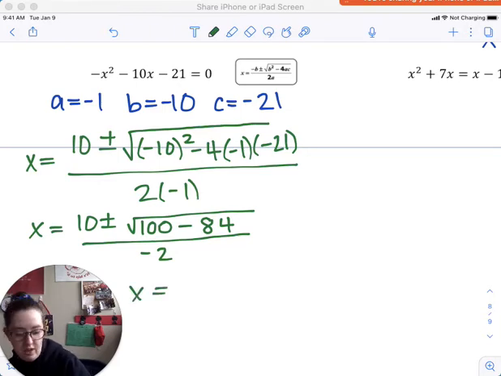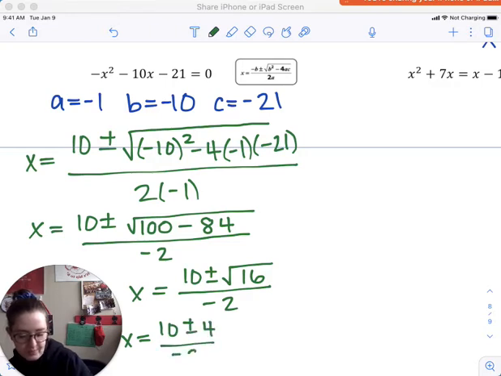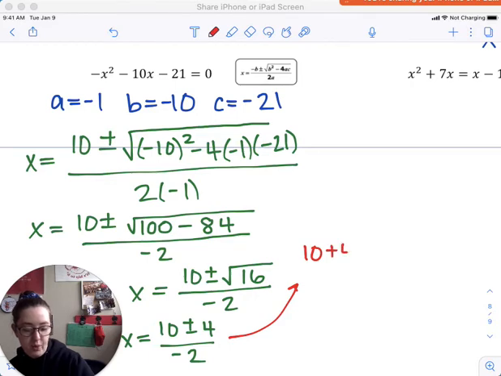All right, so we got 10 plus or minus 100 minus 84 is 16. So we have the square root of 16 here over -2. And we know that the square root of 16 is 4. So we have plus or minus 4. So now we're going to break that up. We're going to have a 10 plus 4 over -2 and a 10 minus 4 over -2.